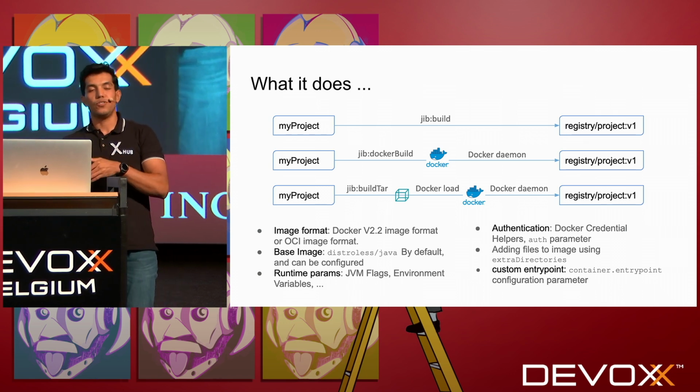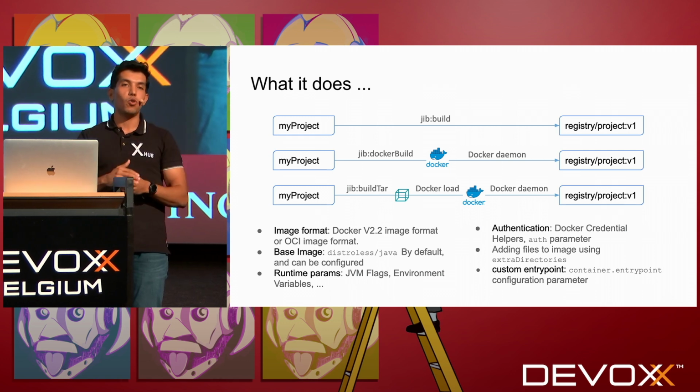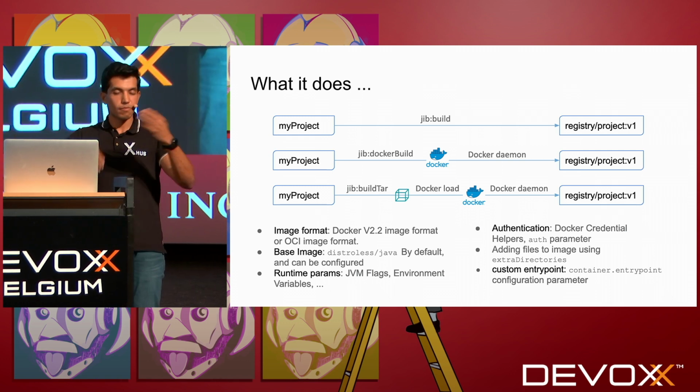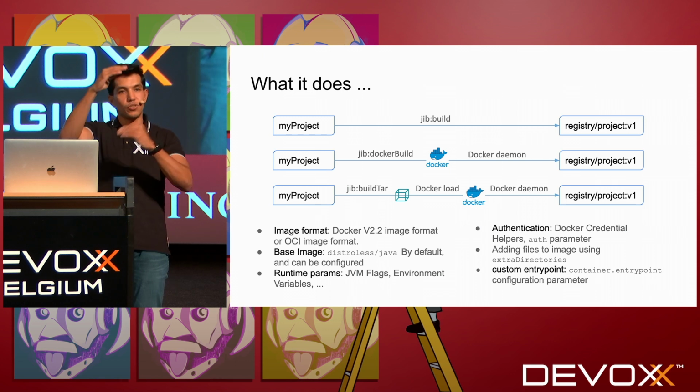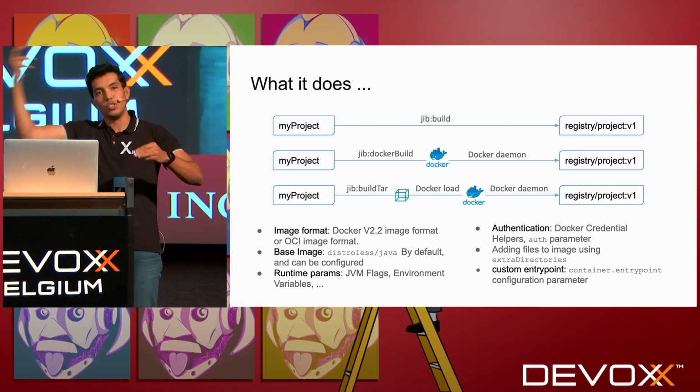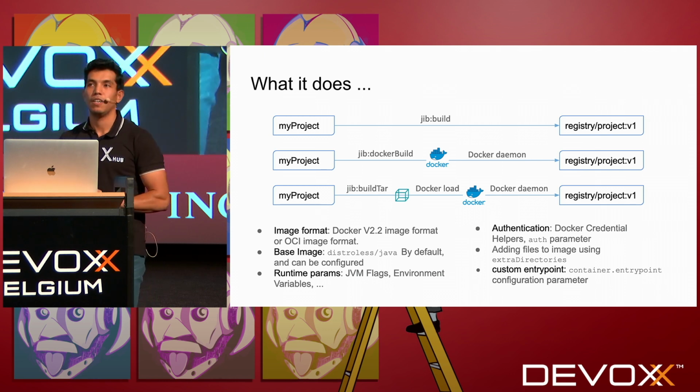If you have, as in the last demo I showed, a multi-module project where each module generates an image, then you simply need to declare the modules in your Maven, and each one will generate its own image.